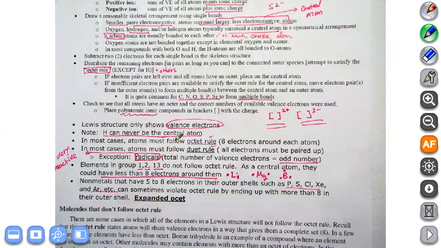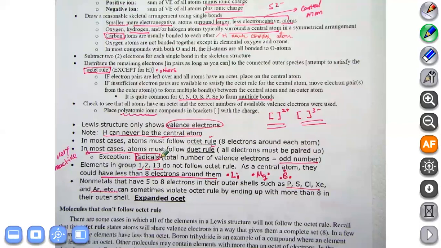In most cases, atoms in the molecule in a Lewis structure must follow the octet rule, meaning 8 electrons have to surround each atom. They must also follow what's called the duet rule, meaning all the electrons should be paired up. Lots of exceptions.